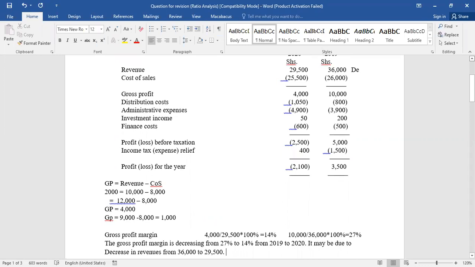Now that is gross profit margin. That's how you compute it, and that's how you comment on it if you're doing the horizontal analysis. Okay, I can respond to some chats. What's the difference between horizontal and vertical? Okay, sure.